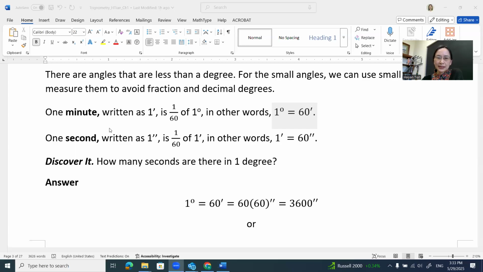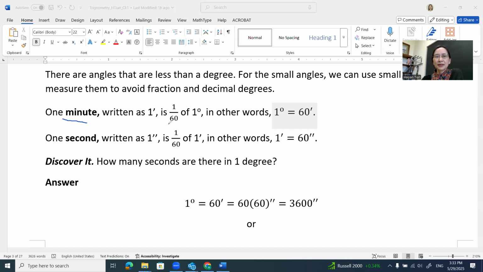If we define 1 degree as 60 minutes, that means minute will be a small unit for an angle. So let's look at the definition of a minute.